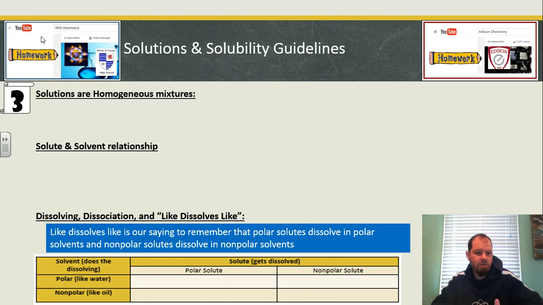So if I have a polar solvent in yellow like water, and I mix it with a polar solute, will it make a solution? The answer is yes. Then again, if I have the polar solvent like water and I mix it with a nonpolar solute, no, it will not mix because polar and nonpolar do not mix. Like dissolves like. And then the nonpolar with the polar solute like oil, no. Oil and certain things just don't mix. Oil and water don't mix.